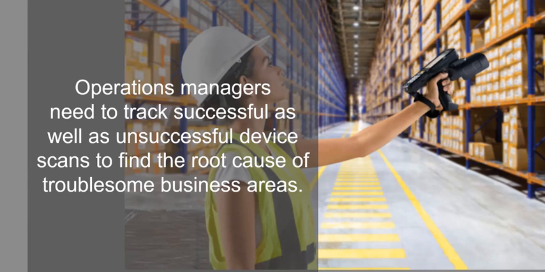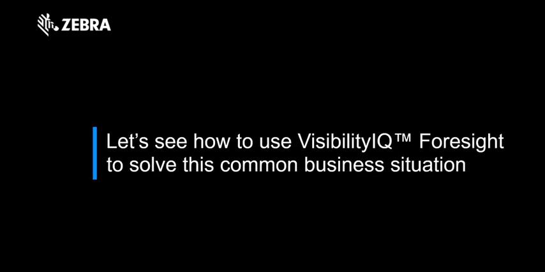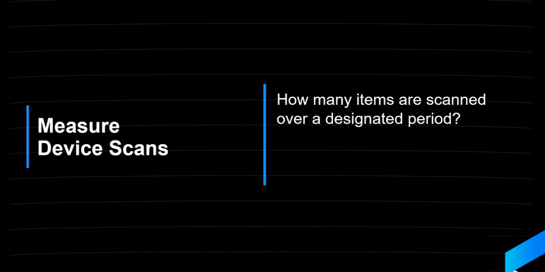Operations managers need to track successful as well as unsuccessful device scans to find the root cause of troublesome business areas. Can they track successful scans and compare the symbology to help improve their organization's productivity? Things to consider when measuring device scans include how many items are scanned over a designated period and can I see data trends?